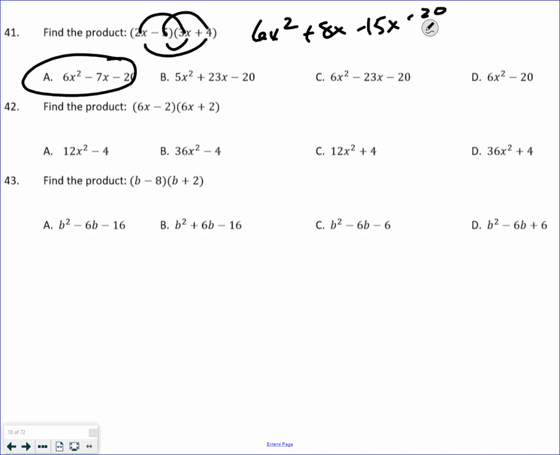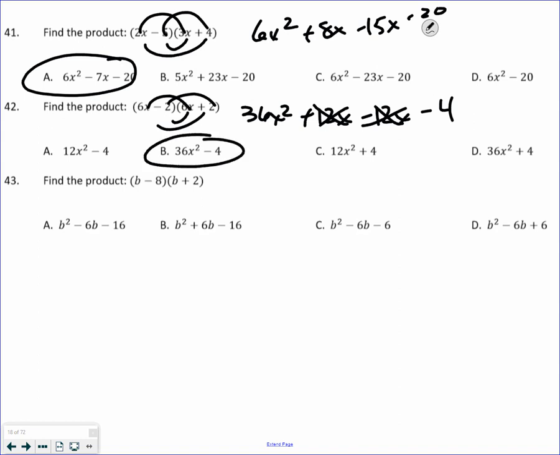This one is a special product. It doesn't change your foiling. It just means that the middle terms, as you are multiplying these two together, are actually going to cancel each other out, leaving you with 36x squared minus 4.